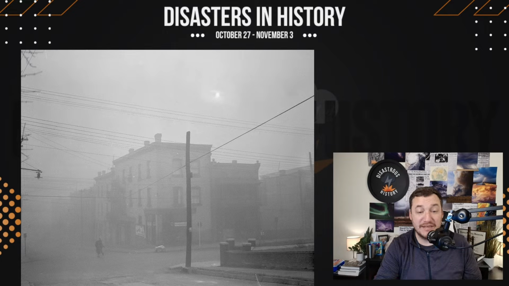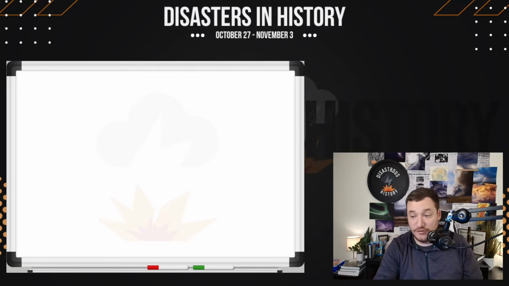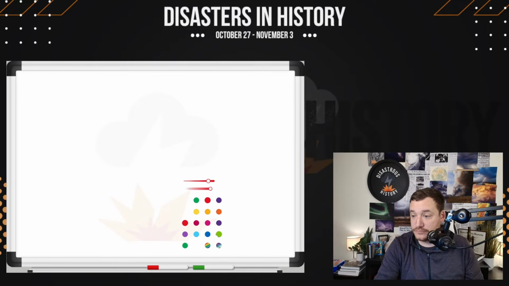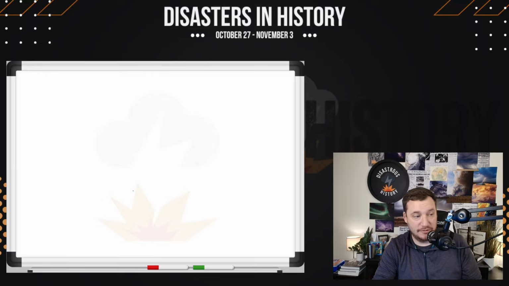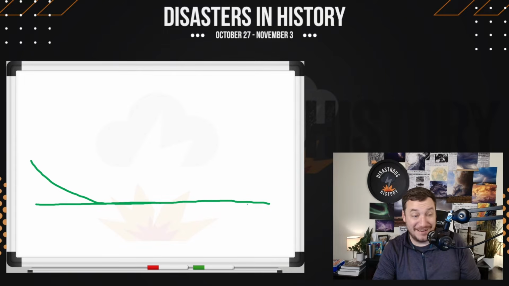So on October 27th, 1948, a temperature inversion settled in over the town of Donora, Pennsylvania. So real quick, let's explain what a temperature inversion is with my handy dandy whiteboard. So we have our ground, right? So we got our ground drawn right here. In this particular case, Donora, Pennsylvania is along the Monongahela River just outside Pittsburgh. So it's kind of in a bit of a valley, which makes this situation worse.